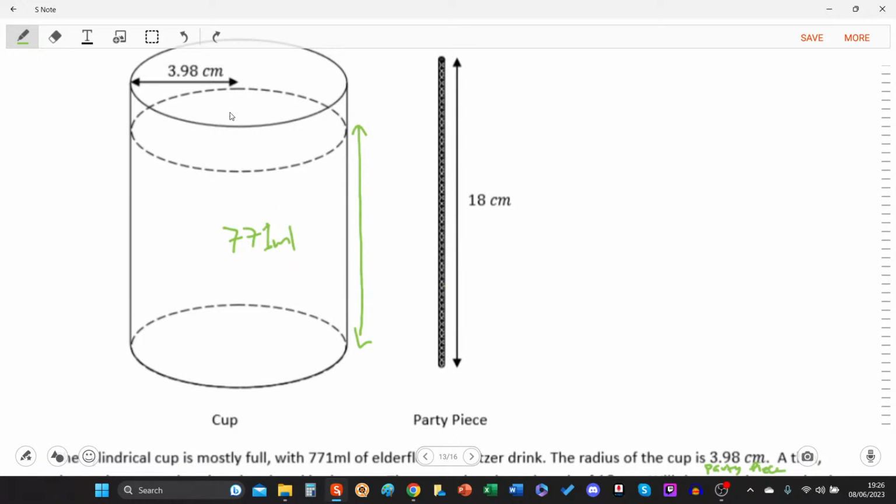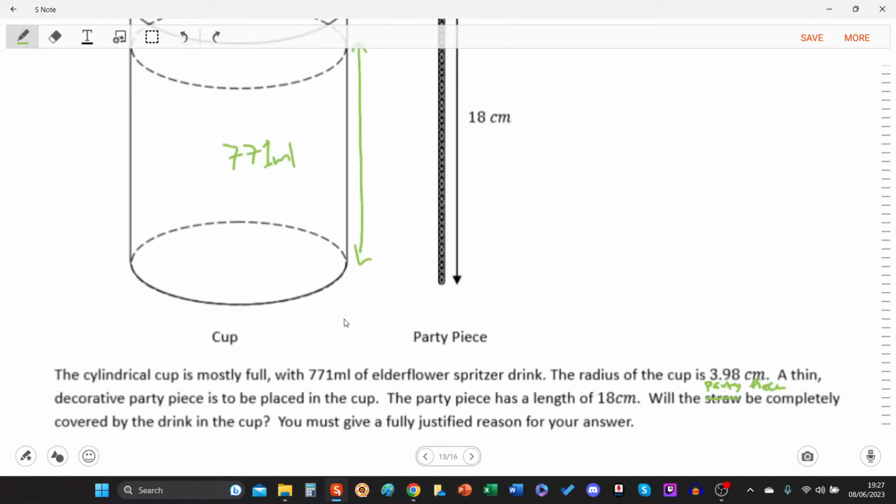And what we do know is that, if we take it down to the water level, this has also got the same radius clearly as the cup at the top. So we have a cylinder of water, and this cylinder of water has 771 milliliters. This has a conversion. A milliliter is a direct conversion into centimeters cubed. I don't know if you knew that, but that's really a useful thing.